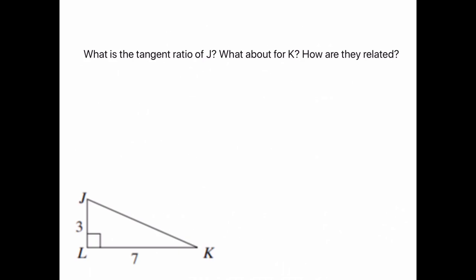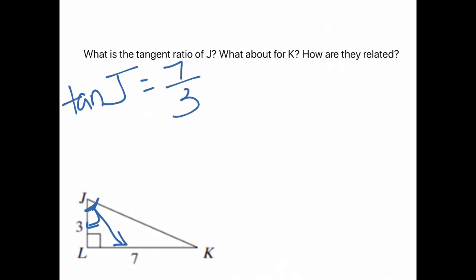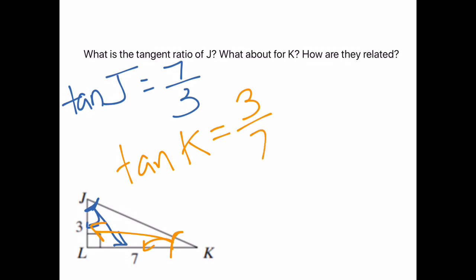All right, let's do some homework. What is the tangent ratio of J? What about for K, or how are they related? So if we started here for J, remember it's opposite over adjacent. So for J, the tangent of J would equal the opposite 7 over the adjacent 3. And if we wanted for angle K over here, the tangent of angle K would equal the opposite 3 over the adjacent 7. 3 over 7. And again, how are they related? Well, they were the reciprocals of each other. You simply flip them over.